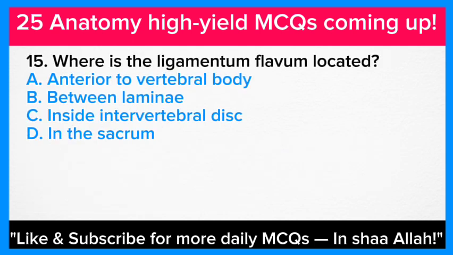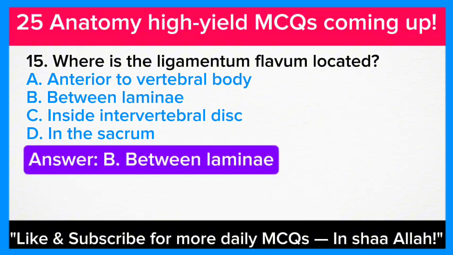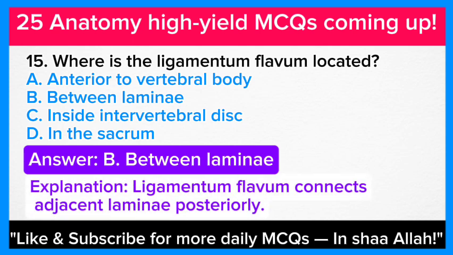15. Where is the ligamentum flavum located? A. Anterior to vertebral body. B. Between laminae. C. Inside intervertebral disc. D. In the sacrum. Answer: B. Between laminae. Explanation: ligamentum flavum connects adjacent laminae posteriorly.